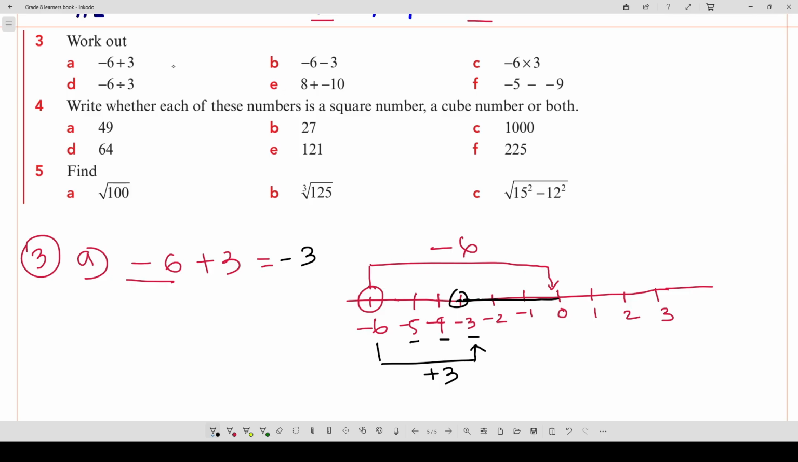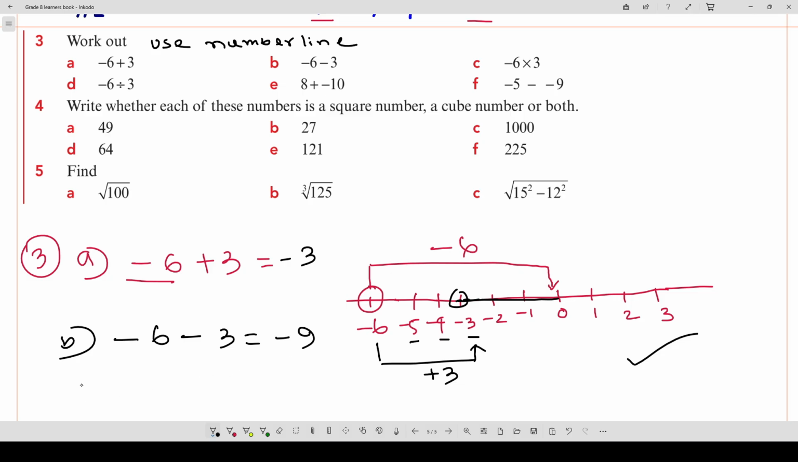If your question mentions to use a number line, then you can use this format. Otherwise, no need. Number B, -6 -3. So -6, again -3, it will be -9. Number C, -6 times 3. First, 6 times 3 will be 18. Here is a minus and here is a plus. Once we multiply minus and plus, it will be minus, right? So this is -18.